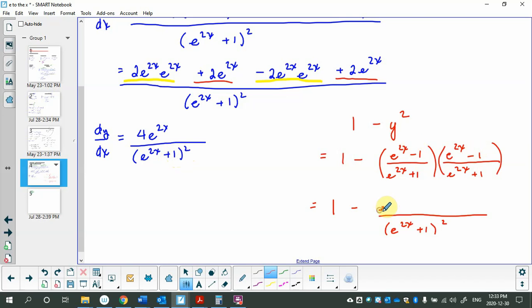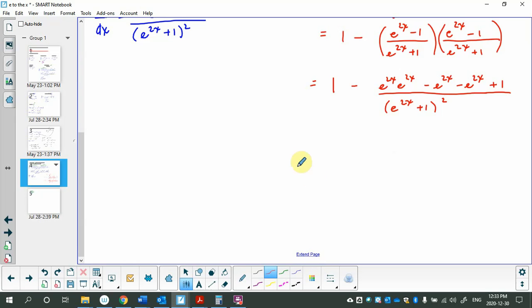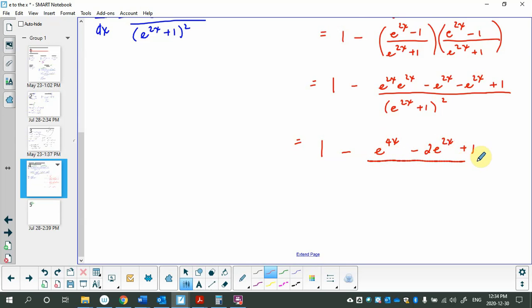So I've got e to the 2x times e to the 2x, e to the 2x times negative 1, e to the 2x times negative 1, negative 1 times negative 1. Whew, that's messy. Just because of how much writing I have to do, I am going to say I've got 2 of these plus 1, all of that over e to the 2x plus 1 squared.